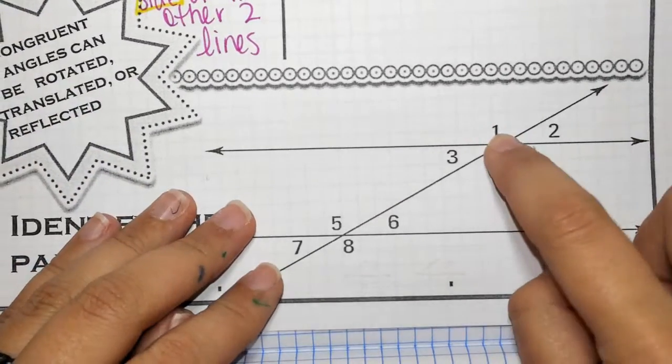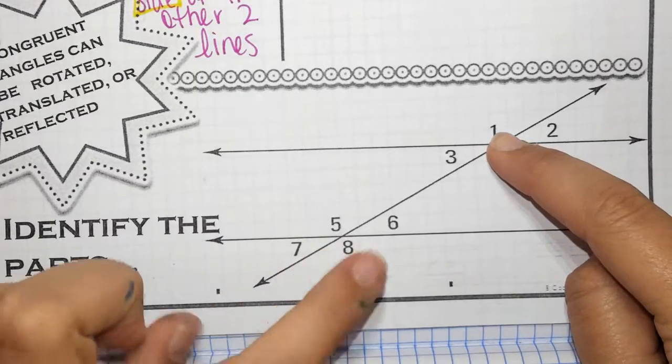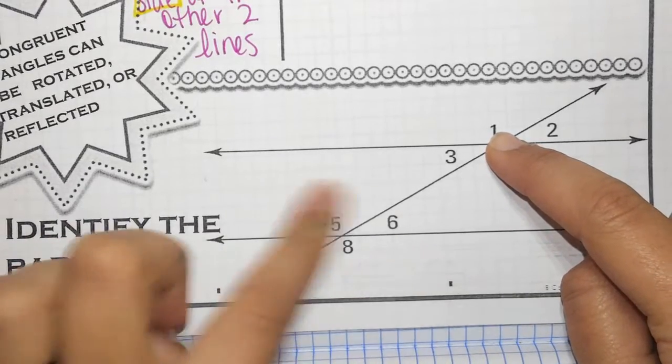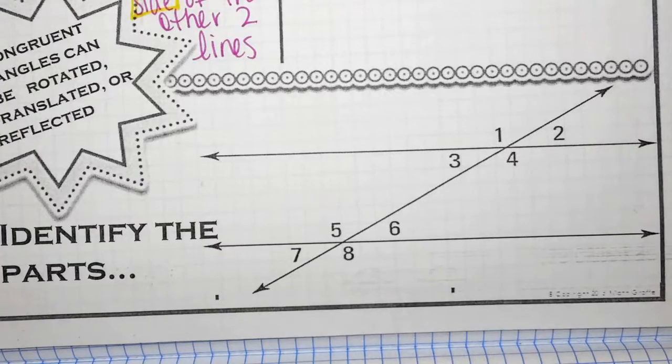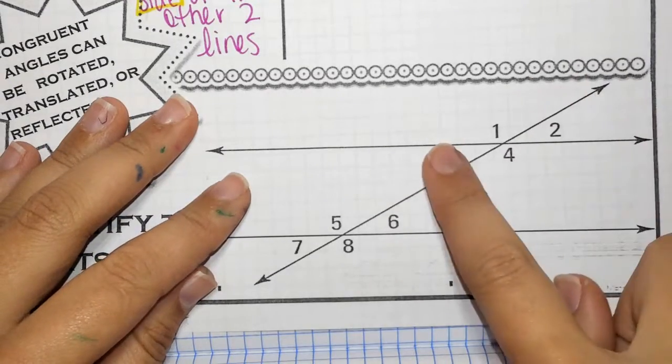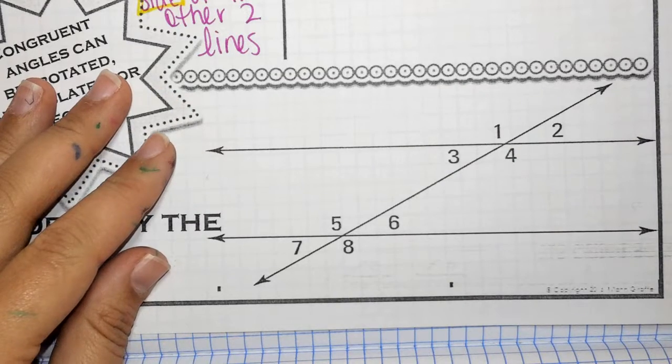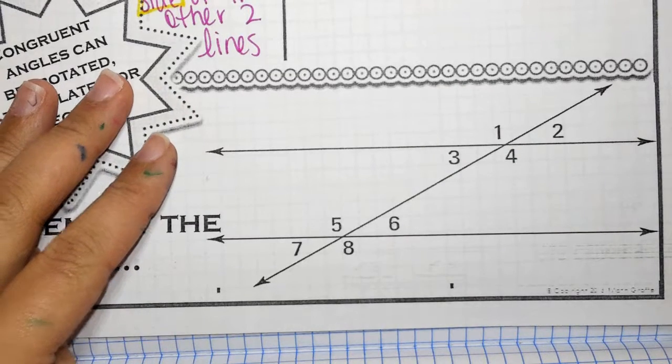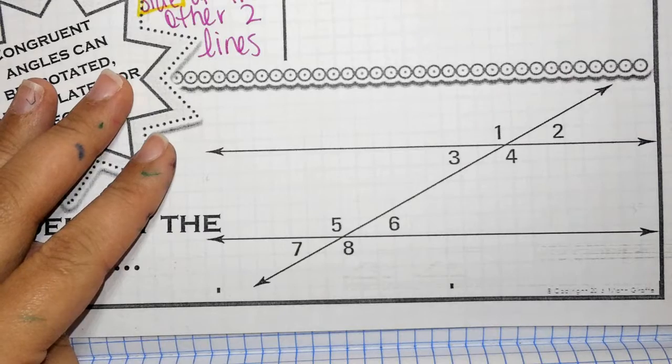So, look at 1. Where do you see 1 down here? Where could be a similar angle that matches 1? 5. Those are corresponding angles. What about 3? 7. What about 2? 6. What about 4? 8.